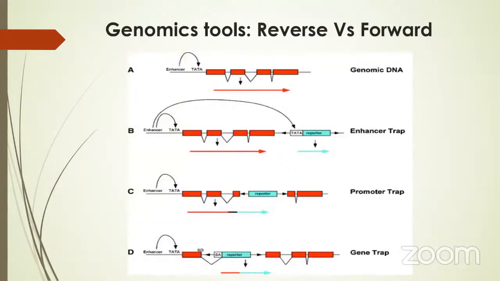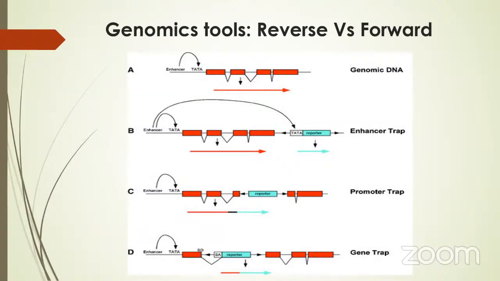And there are different tools for forward and reverse genetics. What is forward genetics? When you have a phenotype and you want to identify the gene sequence, that is forward genetics, and vice versa. If you have the genome sequence, but you have to identify the phenotype, that is reverse genetics. So you can go for different trapping methods. That means you can go for enhancer trap, promoter trap, gene trap. There are so many trapping methods available.